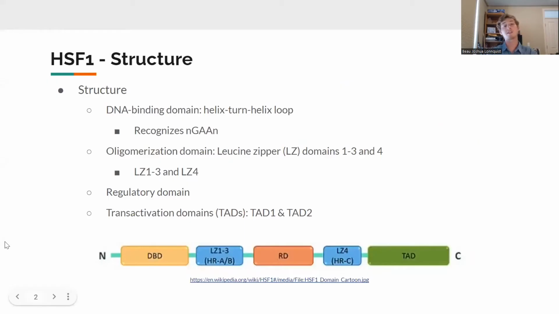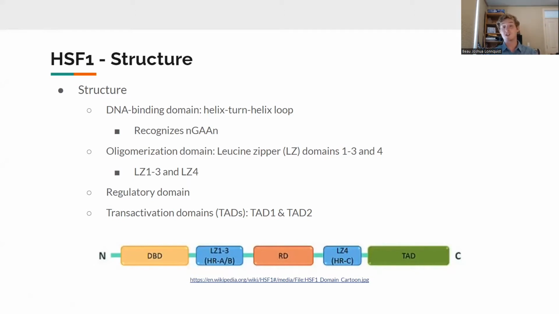All right, so first I'm going to talk a little bit about its structure. On the side of the N terminal, we have the DNA binding domain of the form helix turn helix, which is able to recognize the DNA sequence NGAAN as its binding site.